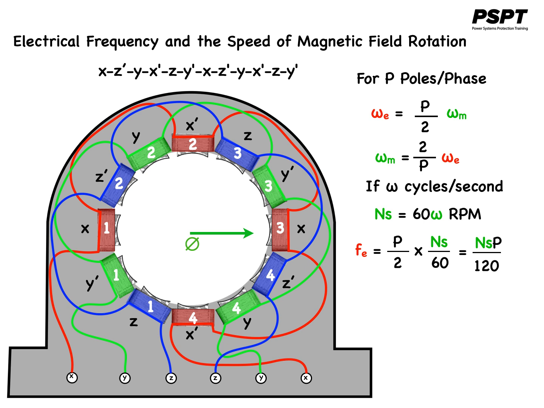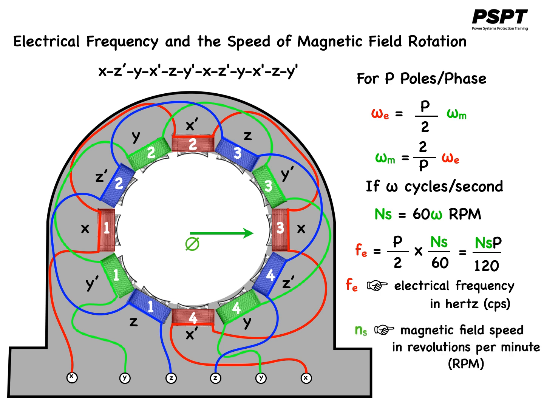Then the electrical frequency would be equal to P over 2 times ns over 60, which would equal ns times P over 120. Keep in mind that here electrical frequency is in hertz or cycles per second, and the magnetic field speed is in revolutions per minute. Sometimes we want to know what the synchronous speed is in terms of the supply frequency and the number of poles of the machine, and that is given by this equation.